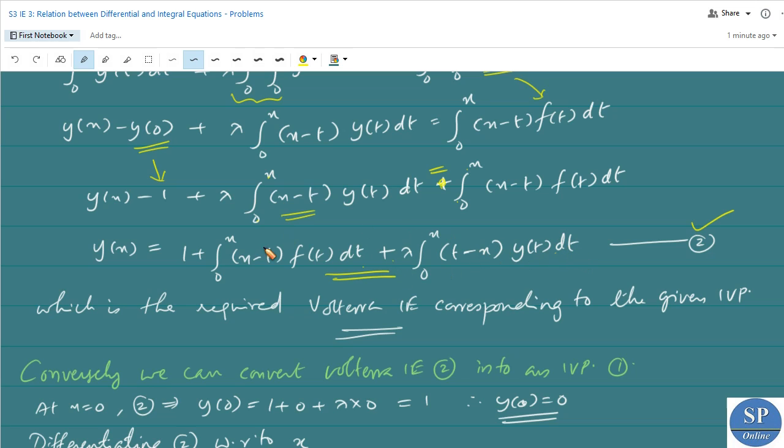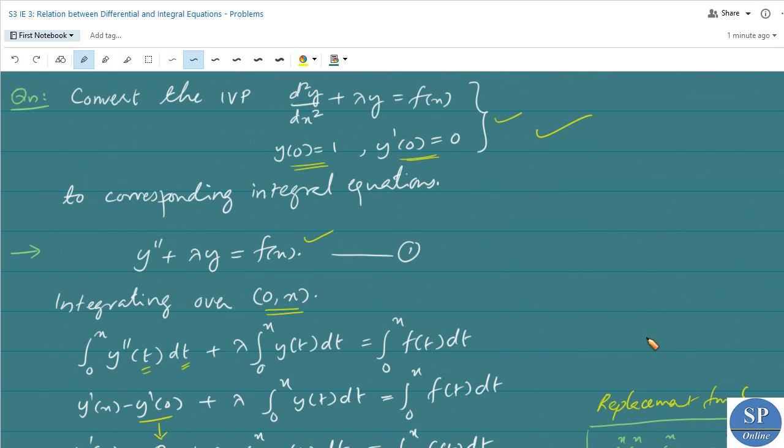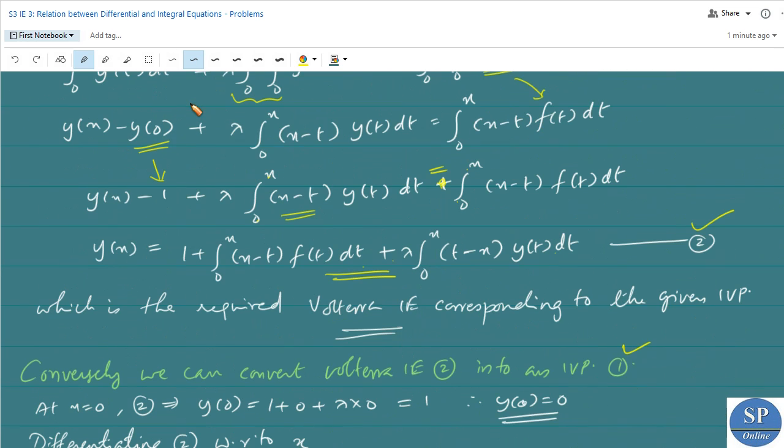So our aim is to find the corresponding initial value problem, which is, we know that it is 1. Okay, this is our corresponding initial value problem. So we have to convert that integral equation into this initial value problem. Clear? So for that, first we can find the initial conditions from this.